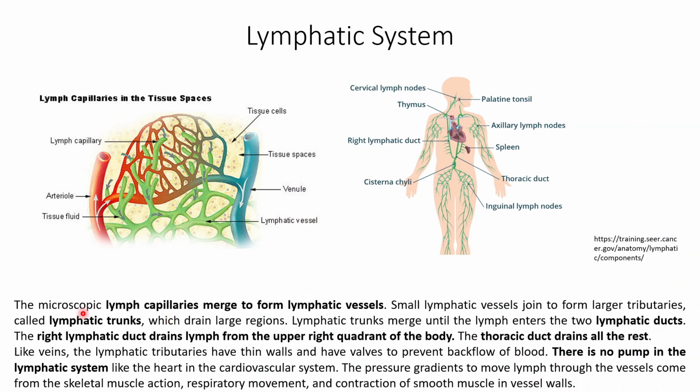So now we're going from the micro level to a macro level. So what does that mean? We have these microscopic lymph capillaries over here. They merge together to form lymphatic vessels. These are larger, okay? So these lymphatic vessels then join further to form larger tributaries. Like rivers have tributaries, these are called tributaries, and they are specifically called lymphatic trunks. So these are even larger. You can see them with your eye. And these drain large regions in the body.